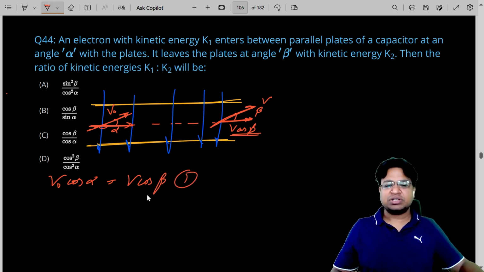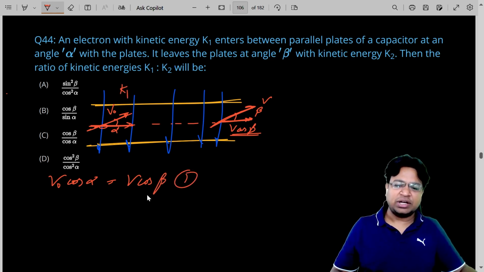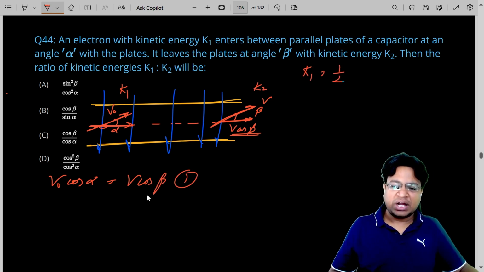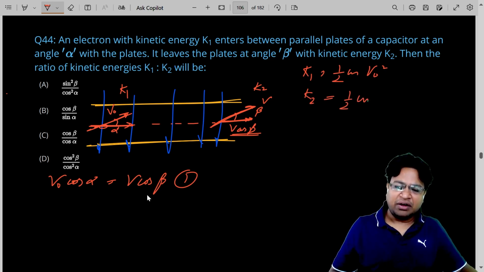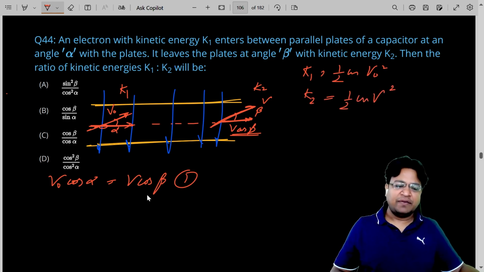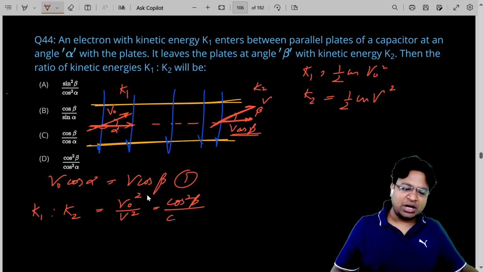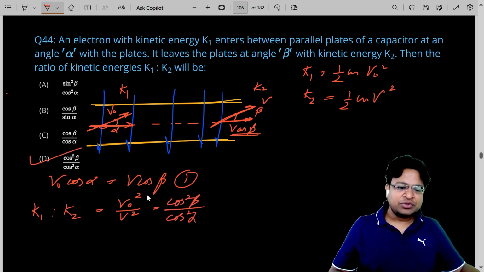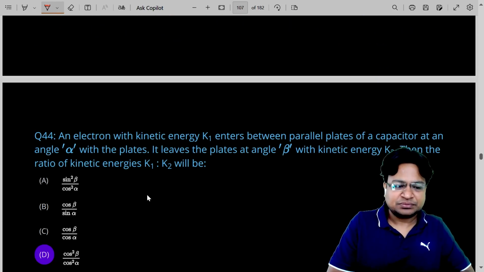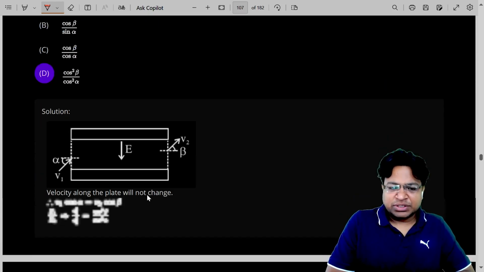Now, the question says K1 by K2. K1 is the kinetic energy here, and K2 is the kinetic energy as it is coming out. So K1 will be written as half m V naught square, and K2 will be written as half m V square. So when you take the ratio of K1 to K2, half m gets cancelled, and it is essentially V naught square by V square. And from equation number one, this ratio can be written as cos square beta upon cos square alpha. So option D is the right answer here. Okay. So that was the 19th question of the physics section.